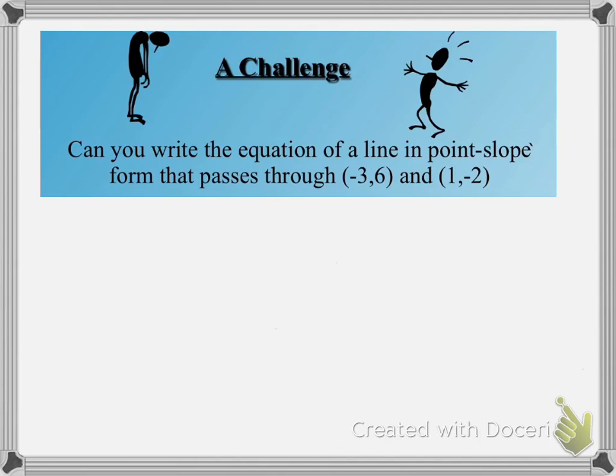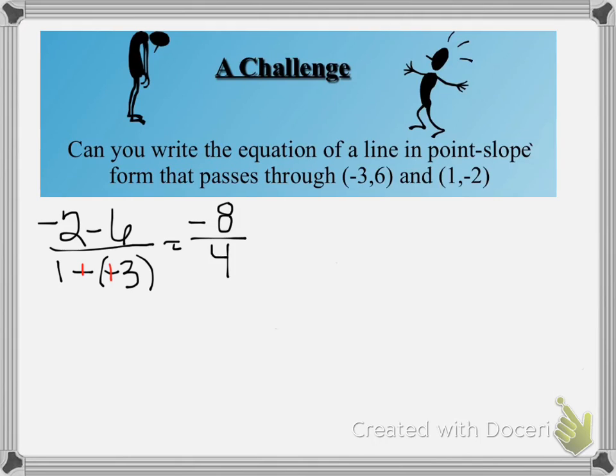So when you use your slope formula, you're going to have negative 2 minus 6 over 1 minus negative 3. And then remember that your minus negative always changes to plus. So then when you simplify that down, you get negative 8 over 4, which reduces to negative 2. Now remember, that's your slope.